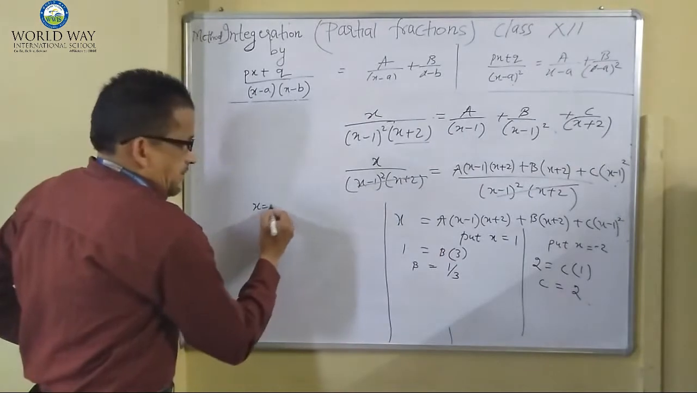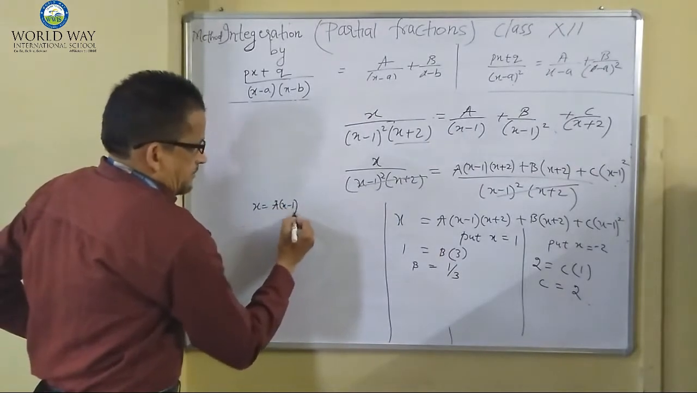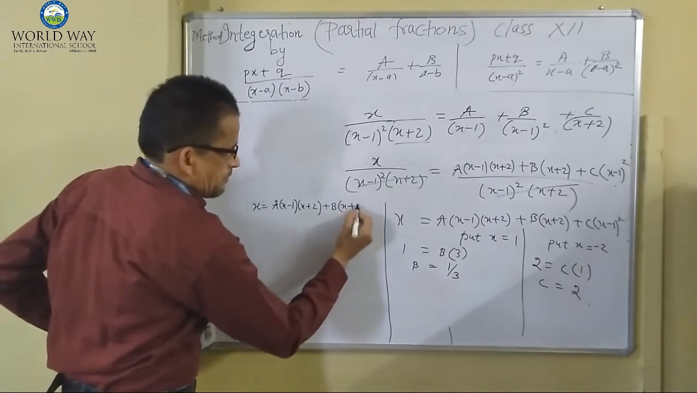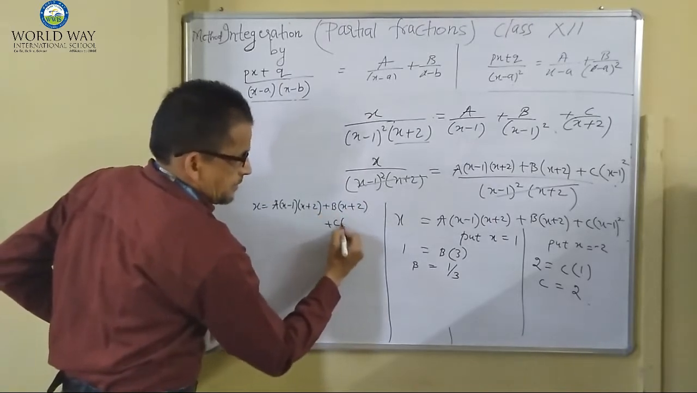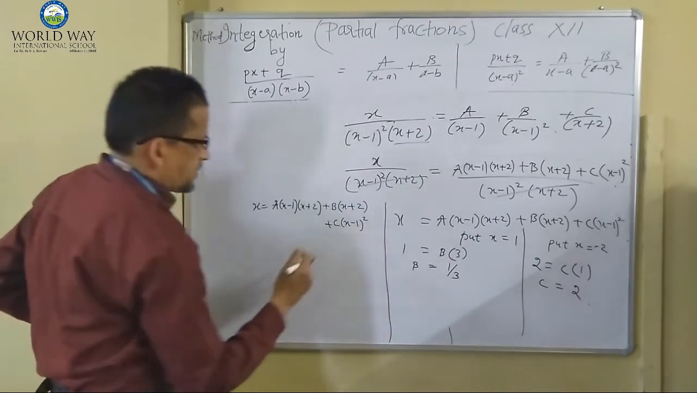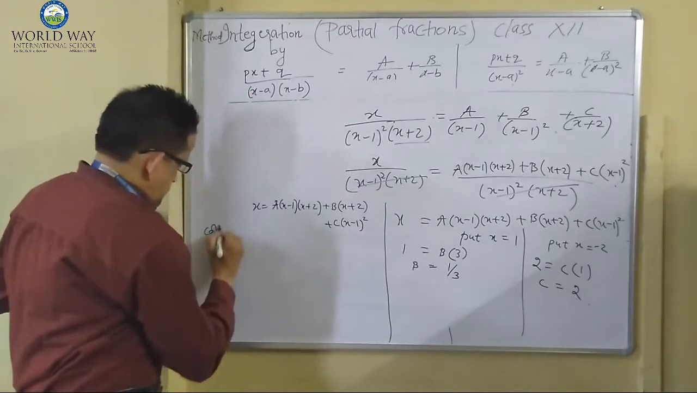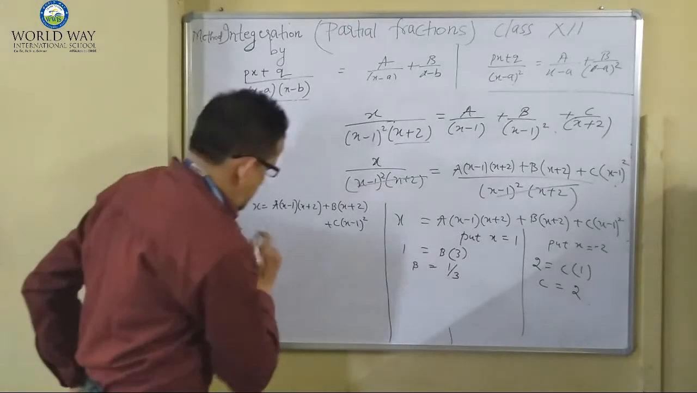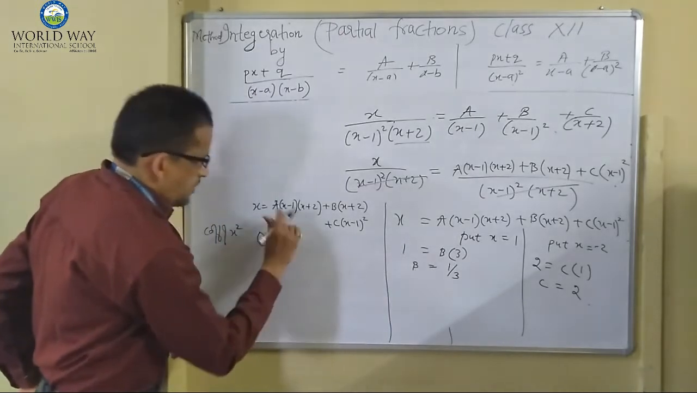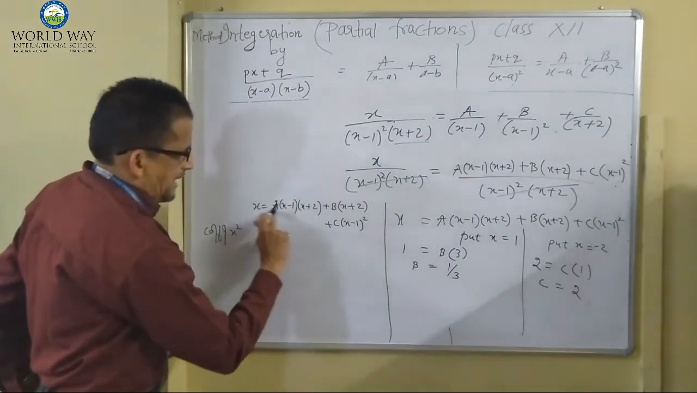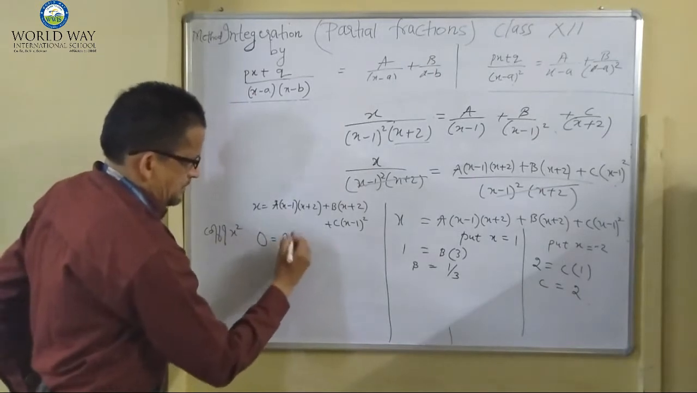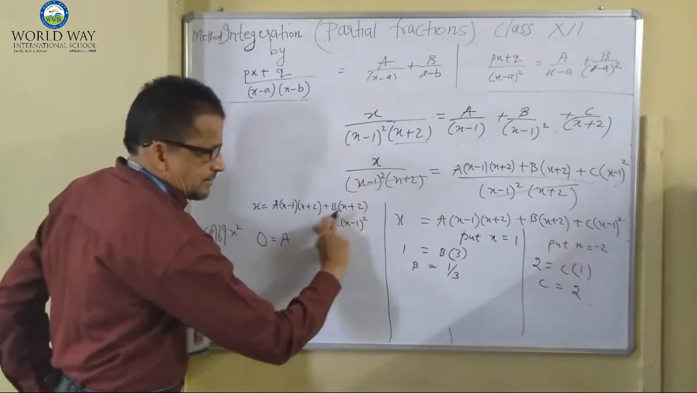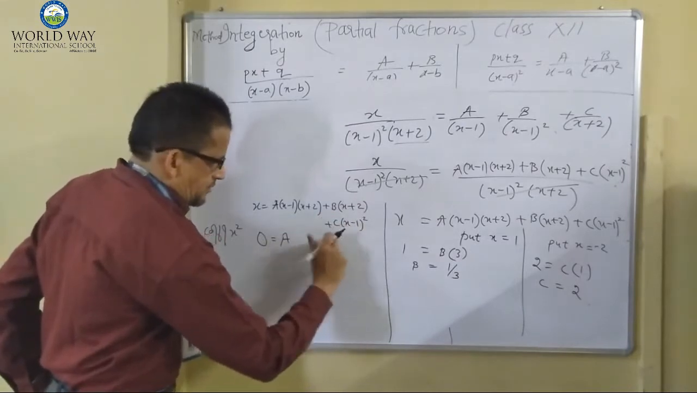Open, right? I'm writing this again. And now I'm comparing the coefficient of the x squared term. Here there is no x squared term on the left hand side, so 0. What is the coefficient of x squared? a. What is the coefficient of x squared? Nothing. What is the coefficient of x squared? It is c.